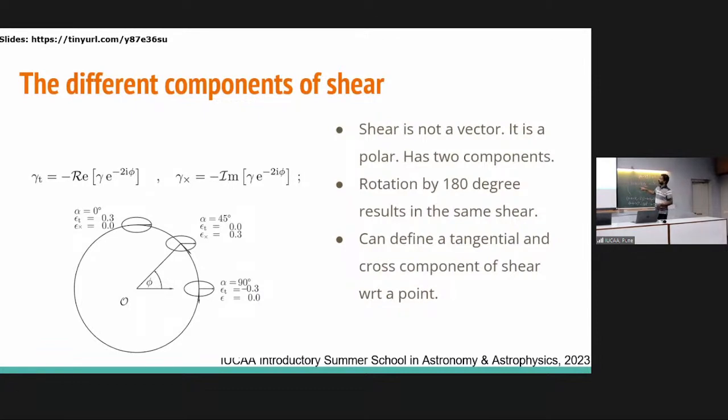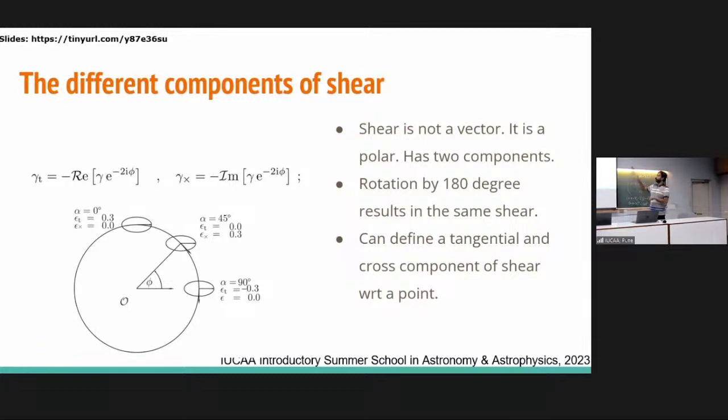Similarly, this gamma cross will now be 45 degrees with respect to this tangential direction. So you can show that it is the minus of the imaginary part of gamma times e to the minus 2 i phi. This tells you how to go from a gamma 1, gamma 2 that you have measured to a tangential shear component. Remember, we wanted to get this tangential shear which is imprinted at a radius r.